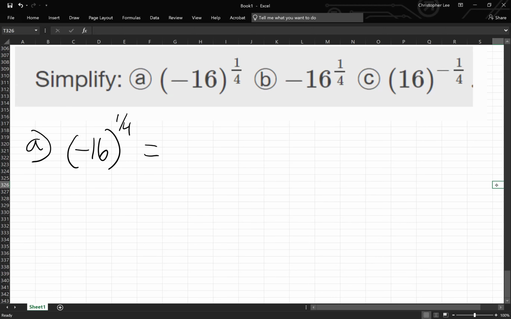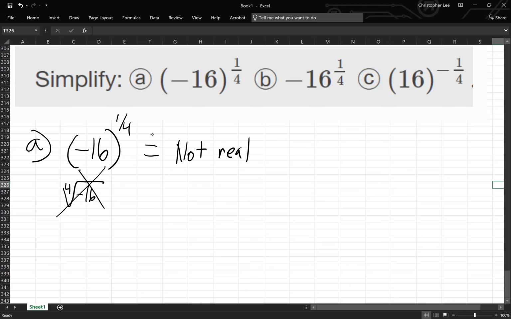Okay, give me another answer for that. So yeah, it's not real. Exactly, right? Remember, we can't take an even root of a negative number. That can't be done. So it's not real, right? But yes, that is the answer. Because it's an even root.